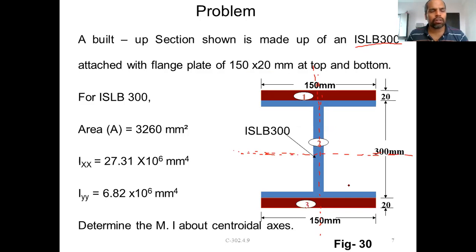The centroid is nothing but the intersection point of axes of symmetry. That's what we have discussed.